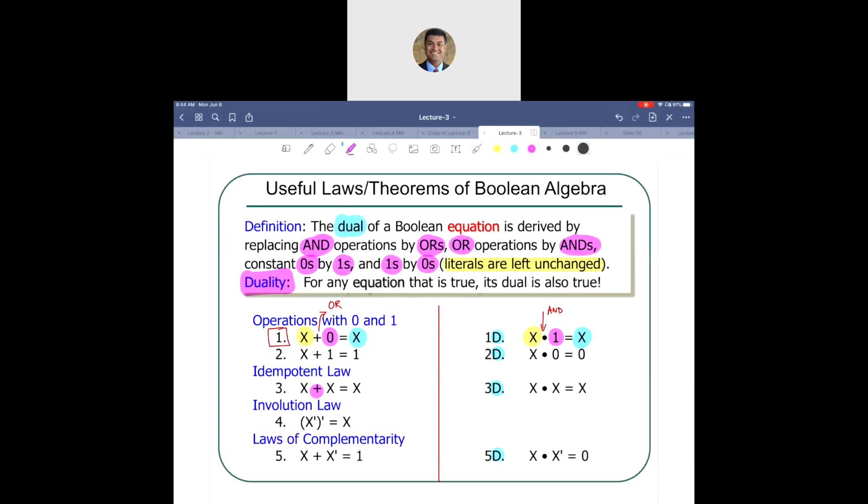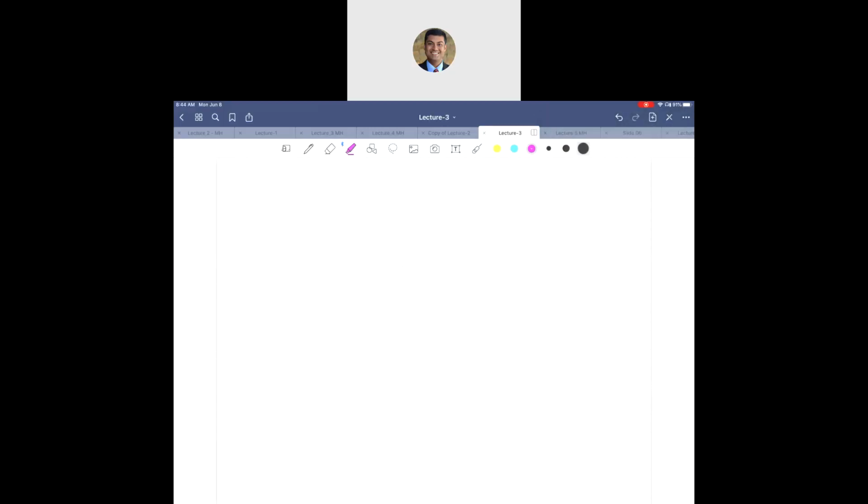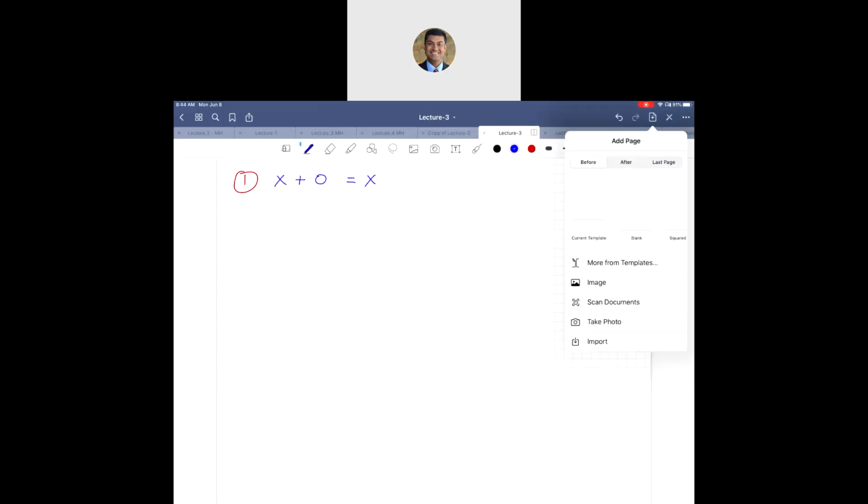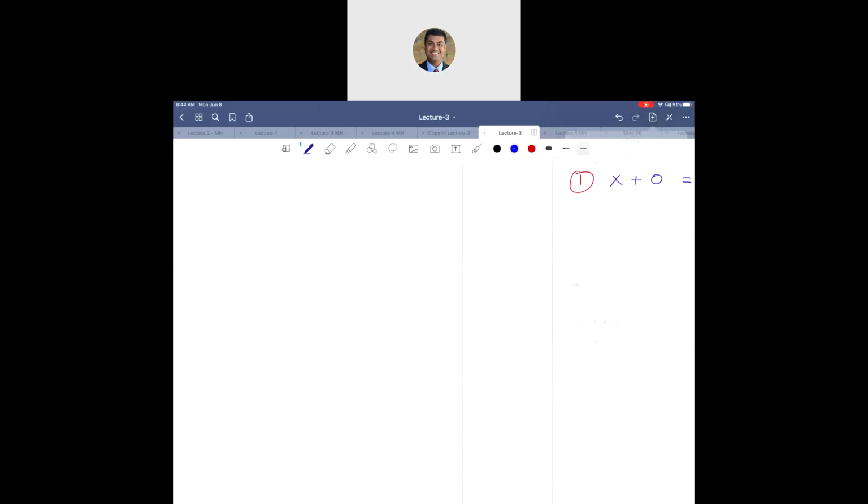All right, so let's go through the list and prove one after the other. I'm going to keep adding a page and I'll keep proving it. So property number one is x OR 0 is x. Before I do this, I will write one more thing here: various ways to prove Boolean algebra properties.